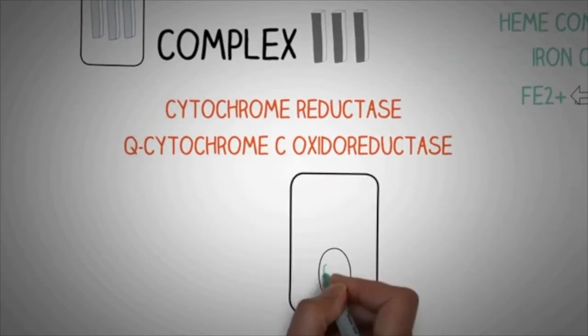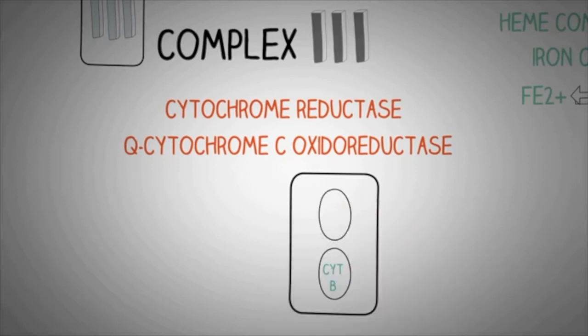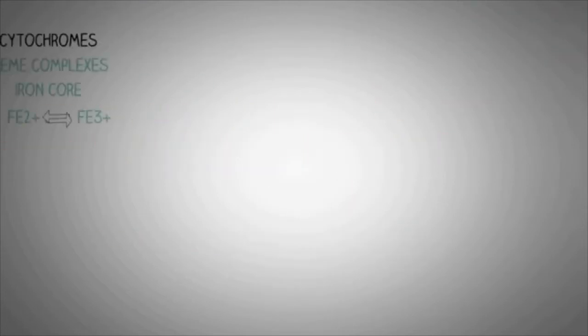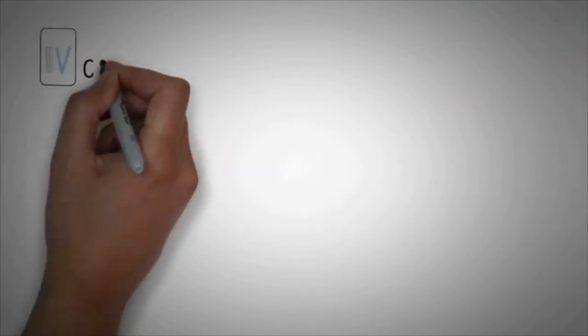Complex 3 contains 3 types of cytochromes: cytochrome B, cytochrome C1 and cytochrome C. The main job of complex 3 is to accept electrons from the electron transport chain and then transport them to cytochrome C. Cytochrome C then transports these electrons to complex 4 of the electron transport chain.